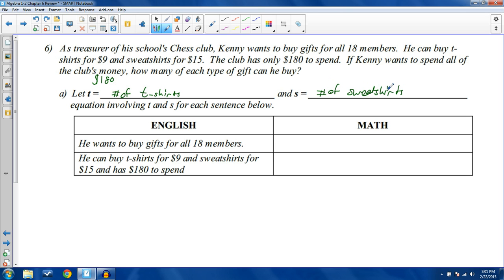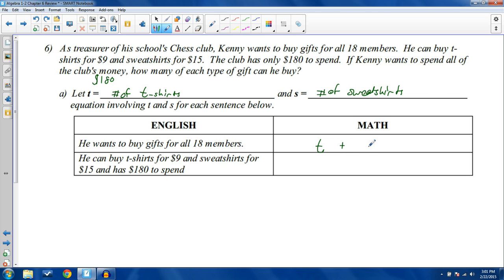He has 18 members in there. I assume that Kenny's either included in that or not. Either way, he's paying for 18 total. The number of t-shirts, by the way, just like S's can look like 5s, T's can look like pluses. Make that a cursive T if that helps. You can see the difference here.